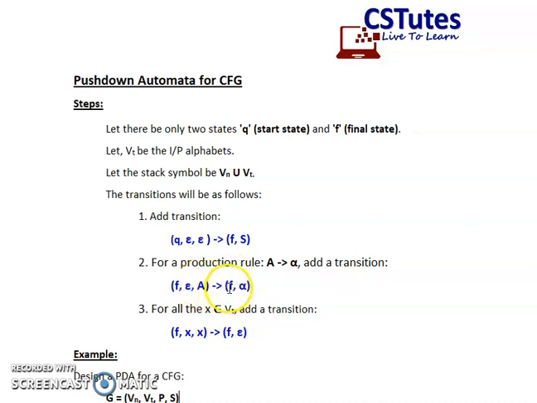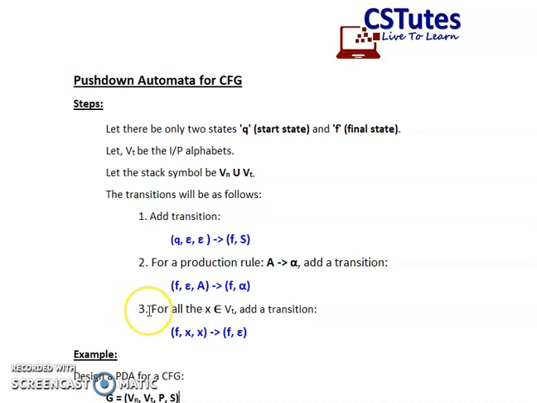It goes to F, which again is your final state. That means you are not changing your state. Initially you were at the final state, and finally also you are in the final state. Comma alpha. Alpha is a combination of terminals plus non-terminals which is present on the right-hand side of your production rule of your CFG. You are going to copy alpha as it is over here.